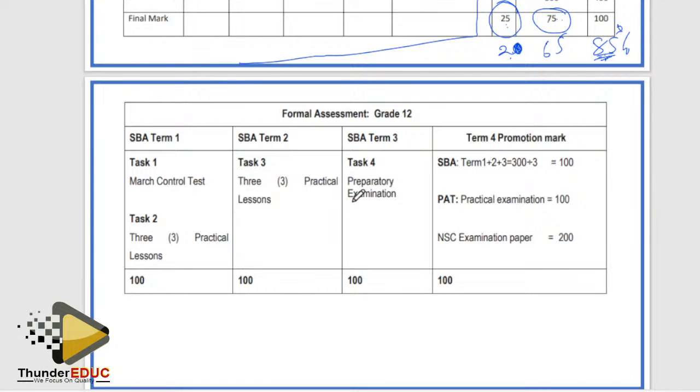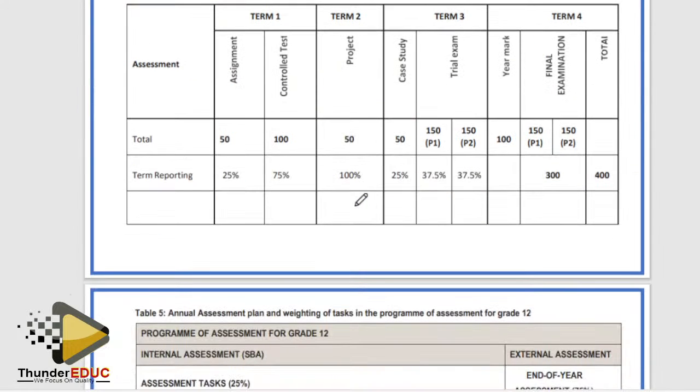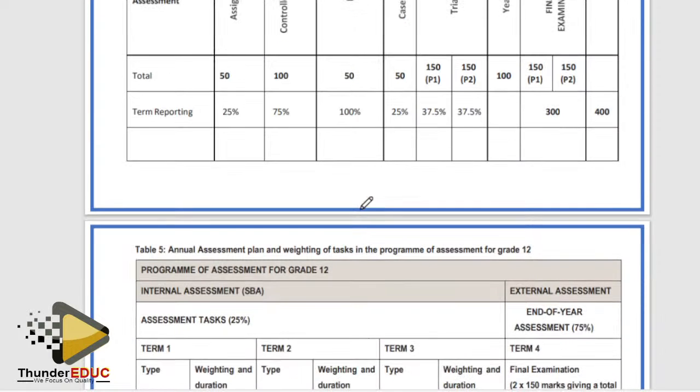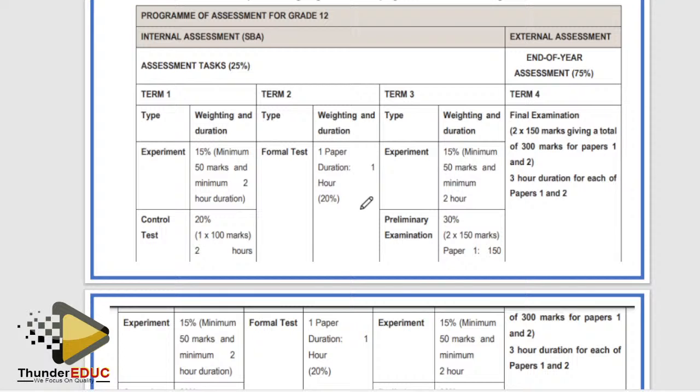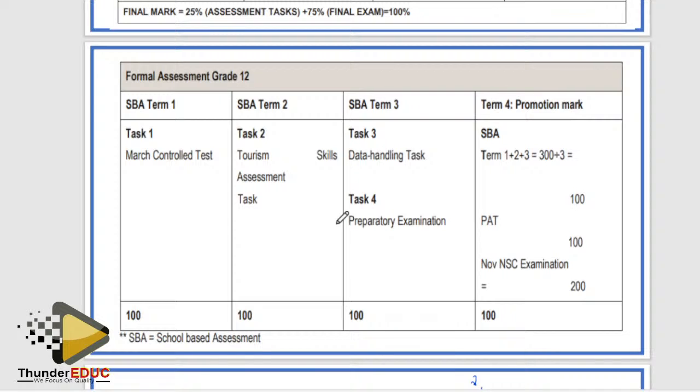So now let's go to the second example, whereby you have the SBA, you have the PET, and then you also have the final exam. So that one is totally a different story. For example, you have SBA term 1, term 2, term 3. However, you have the PET here, you have the SBA, you have the PET, and then you have the final exam. How do I calculate my final mark, the mark which is going to be on your report?